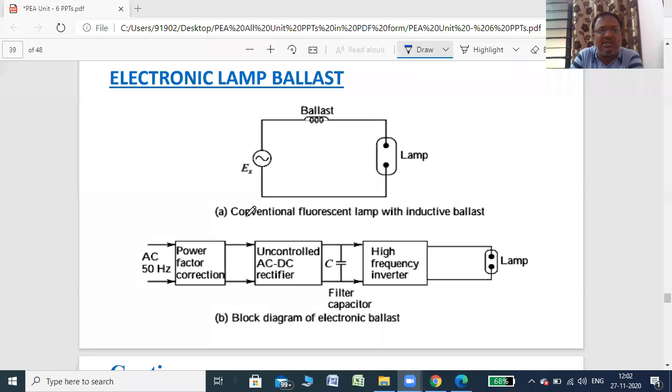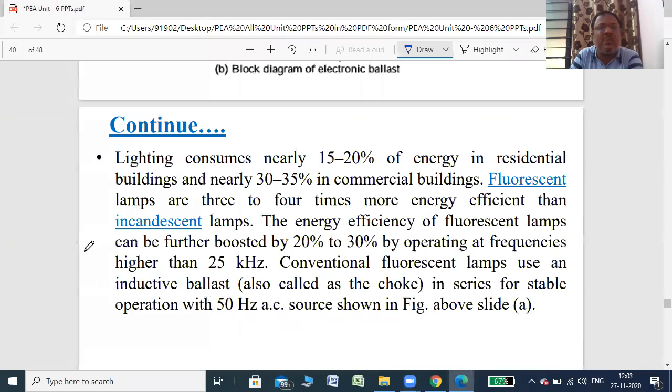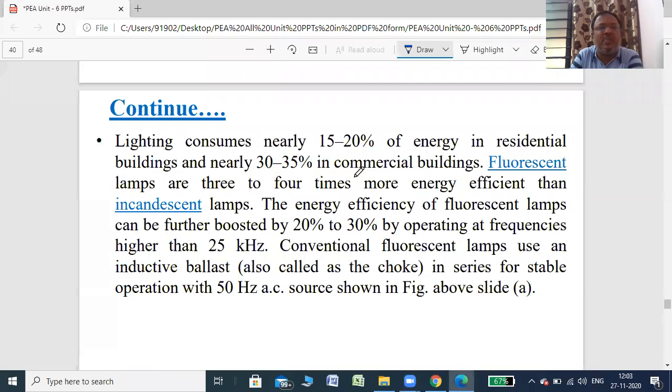You can see here a conventional fluorescent lamp with the inductive ballast. This inductive ballast you can call a choke, right? And this is your lamp. But you can see here the electronic ballast. So what is the need of the electronic ballast, etc., we will see first. Lighting consumes nearly 15 to 20% of energy in residential buildings and nearly 30 to 35% in commercial buildings.